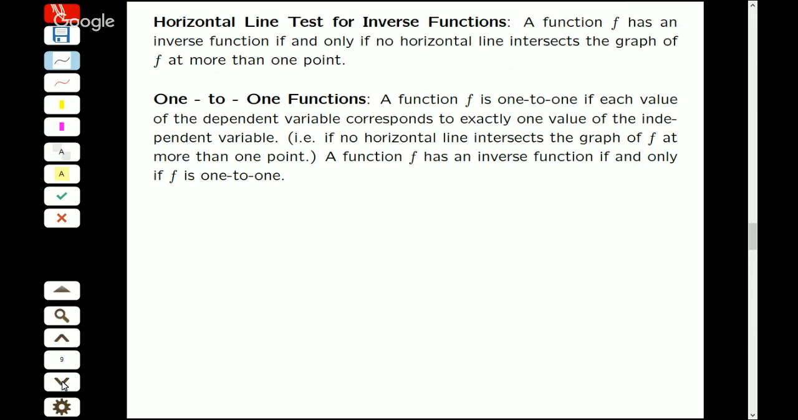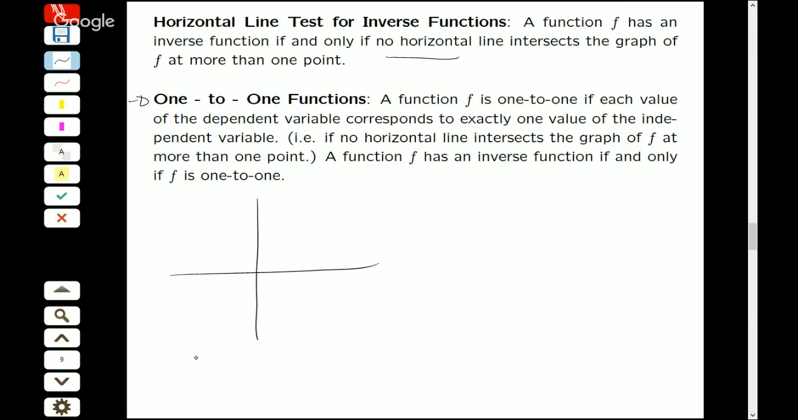So the horizontal line test for inverse functions. A function f has an inverse function if and only if no horizontal line intersects the graph of f at more than one point. The same thing is said for one-to-one. That horizontal line test is the same for one-to-one. One-to-one means each x value gets mapped to only one y value. Let me give you some pictures here.